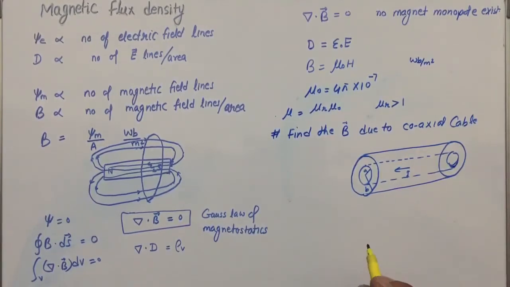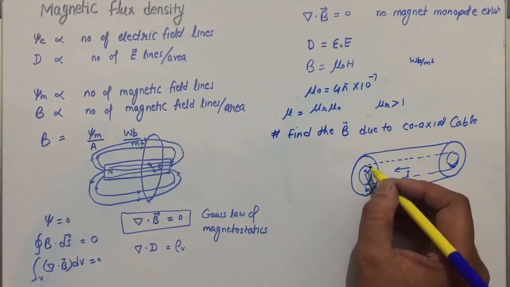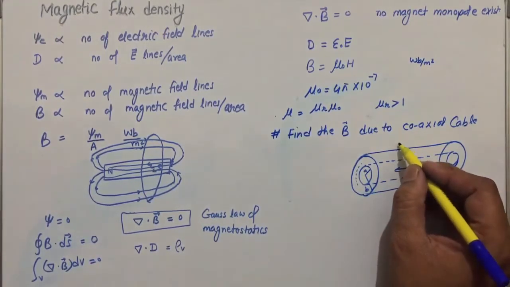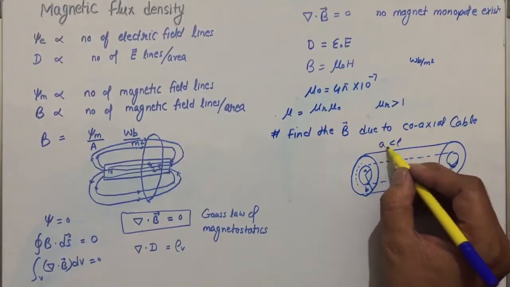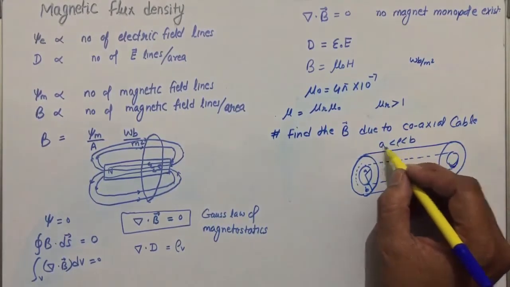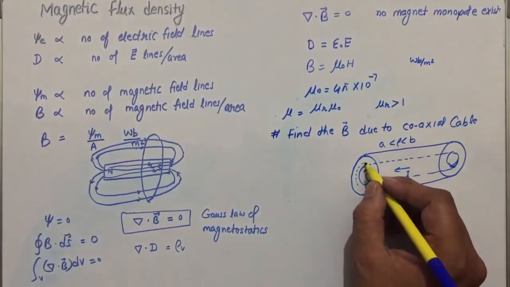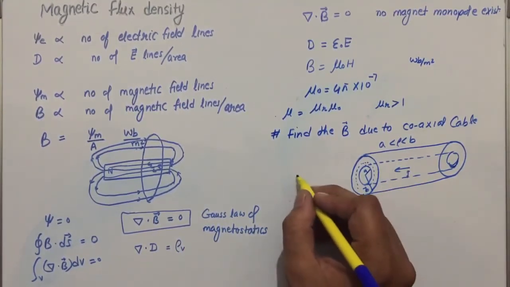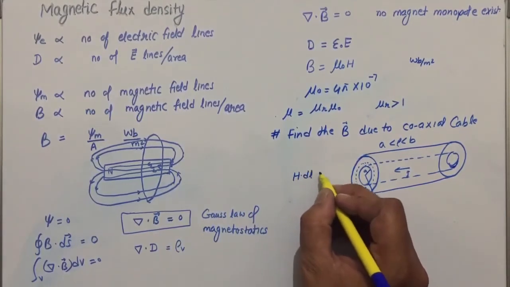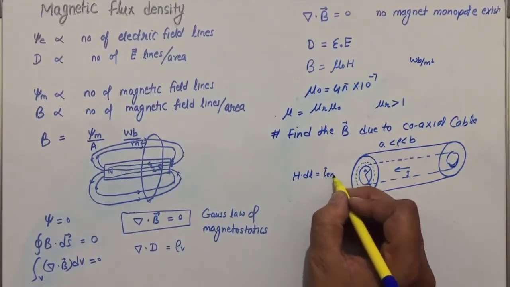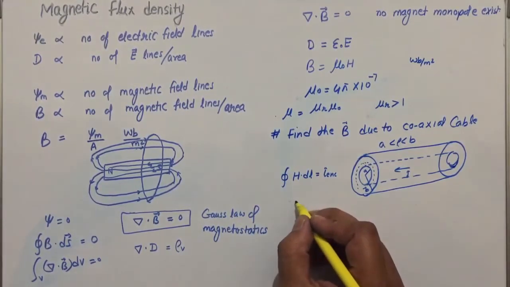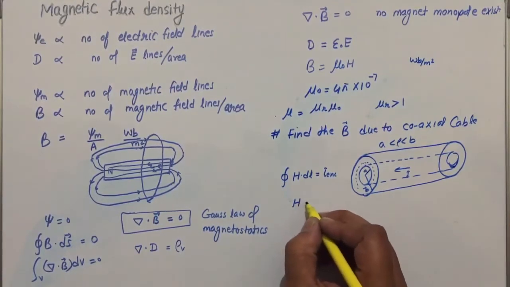Okay, now if we choose an Amperian path for rho that lies between A and B, then we can say that H dot dl will be equal to the I enclosed from Ampere's law. We know this, we have already studied. So from here we can have H dl.